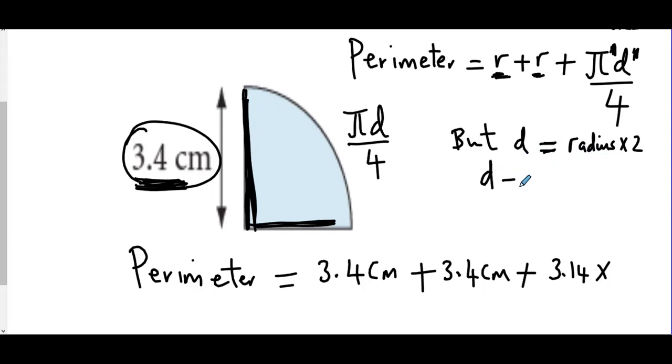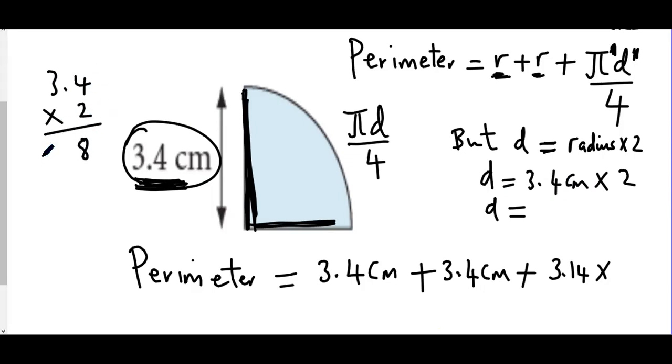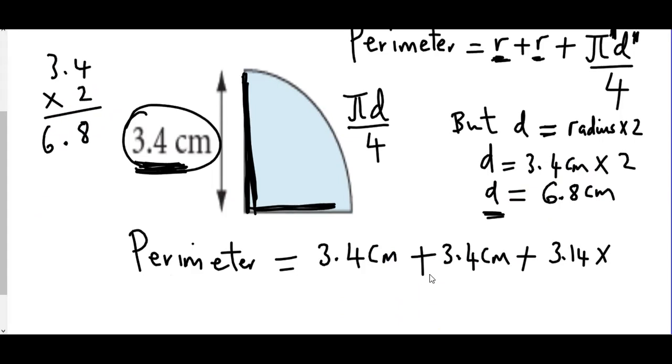So do you know what my diameter will be? I should take this radius, which is 3.4 centimeter, and multiply it by 2 for the diameter. Now, what will the diameter be? The diameter will be 3.4 multiplied by 2. This will be 8. This will be 6. You have one decimal place here. So this will be 6.8. So this 6.8 centimeter is your diameter.